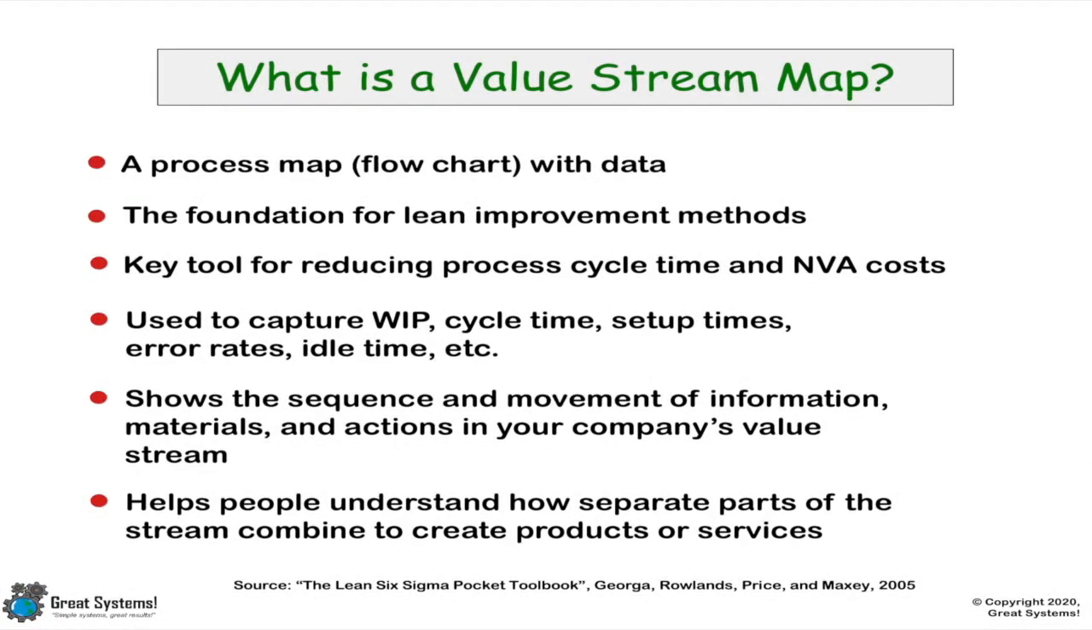Once you've created a visual picture of your key processes, you can use that picture to identify current process cycle times and areas of non-value-added costs. Various symbols and data boxes are used in a value stream map to show the sequence of movement of information, materials, and actions in your product or service value streams.